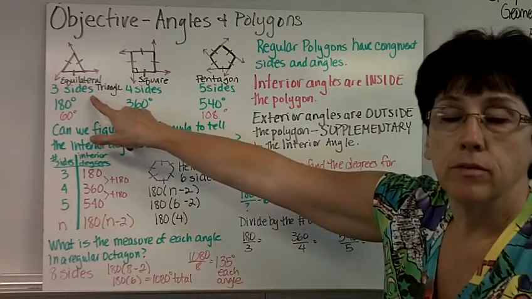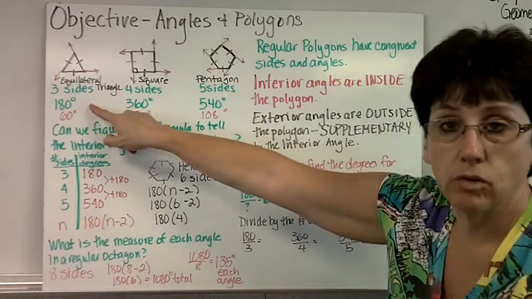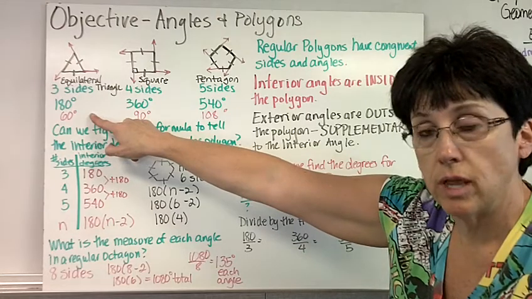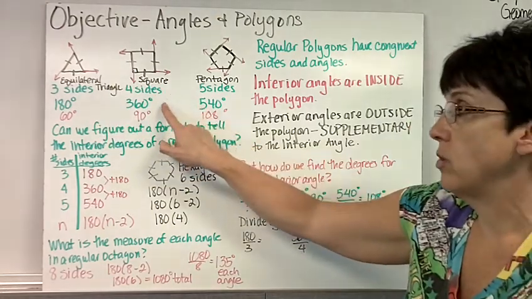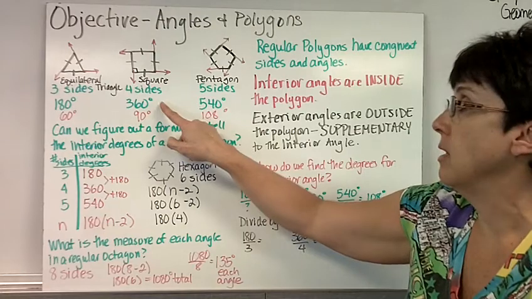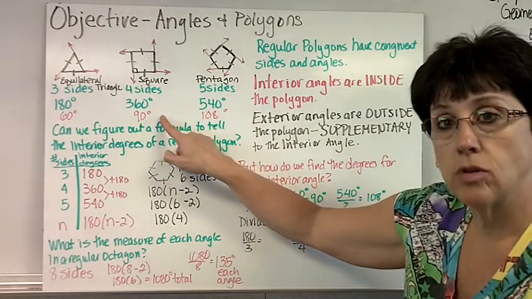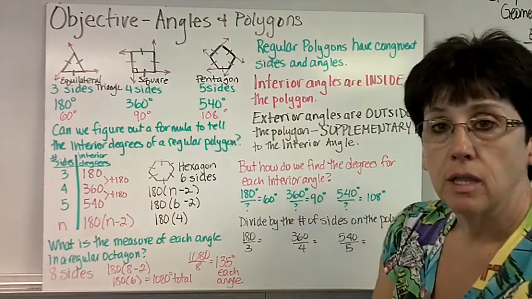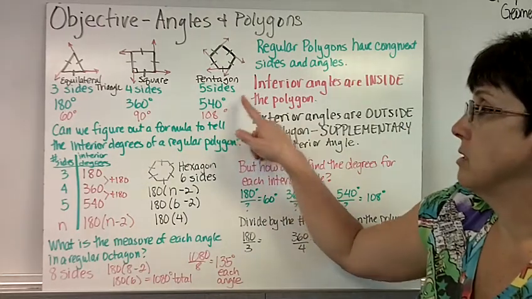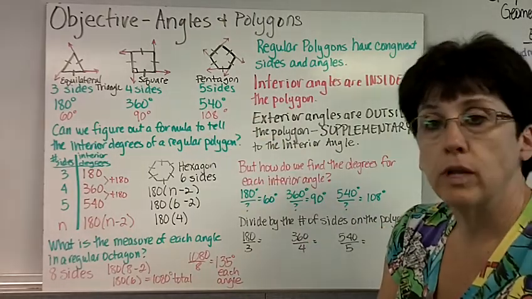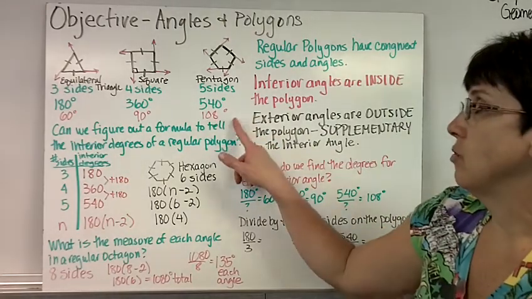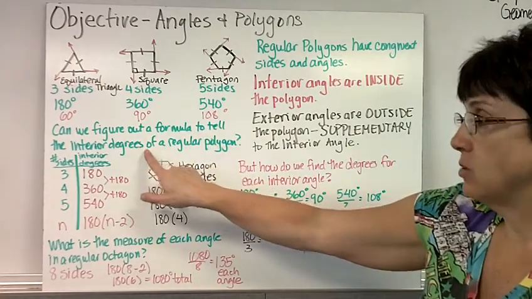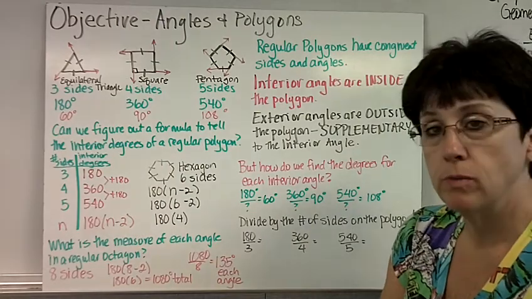So when you have your triangle, you know that it's 180 degrees. And since all three angles are the same, it would be 60 degrees for each angle. And you also know that a square has 360 degrees inside, and the angles are right angles or 90-degree angles. Now you might not know that for a pentagon, the total of the angles is 540 degrees, and each interior angle is 108 degrees. And if you didn't know that, is there a way that we can figure out a formula to tell us what the interior degrees of a regular polygon would be?